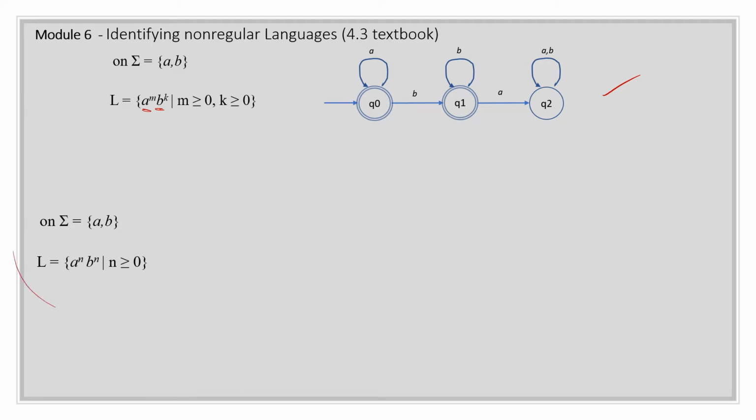This right here is not regular because you have to have any number of A's, but then you have to have the same number of B's. So you need to keep track of how many A's you have and then get that same number of B's. And how can you do that if you have a cycle on your A's and you're trying to count the number of A's and then count the number of B's and match that? It's not possible to do with a DFA.